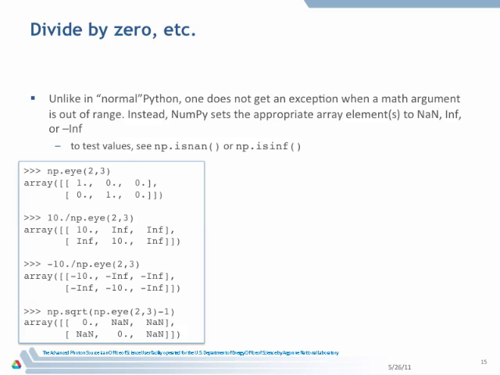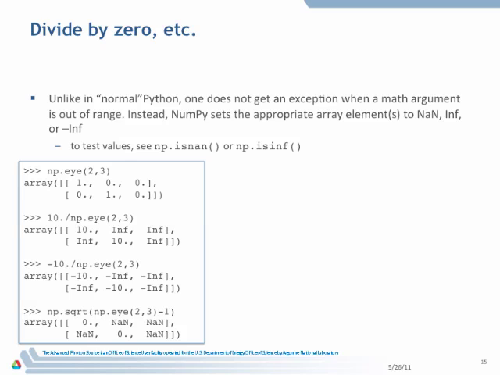Here I've taken this array, and if I divide 10 by that array, you see I get 10 for the 1, but I get inf, for infinity, as values where I've divided by 0. If I divide negative 10 by it, I get negative infinity. And if I take the square root of this array where I've subtracted 1, the square root of 0 is fine, but the square root of minus 1 is NaN, which stands for not a number. Okay?